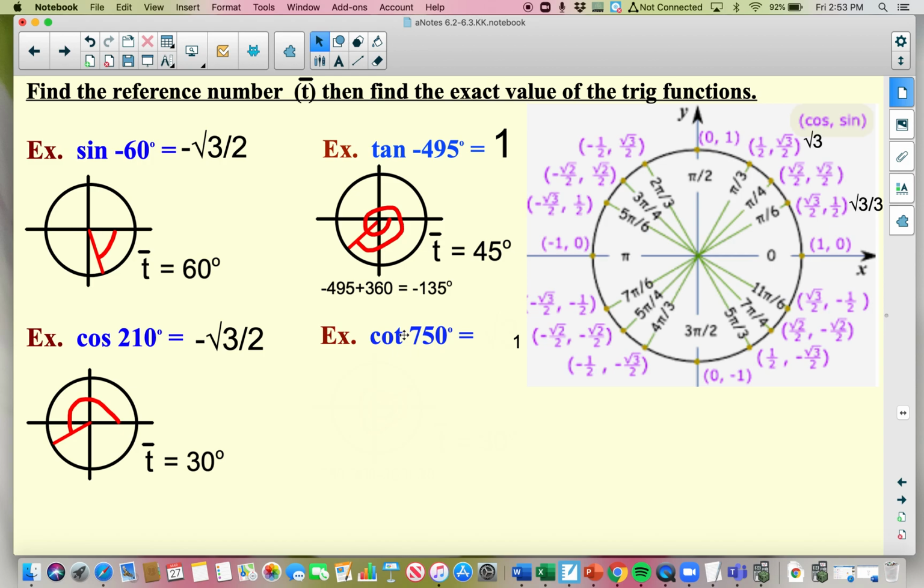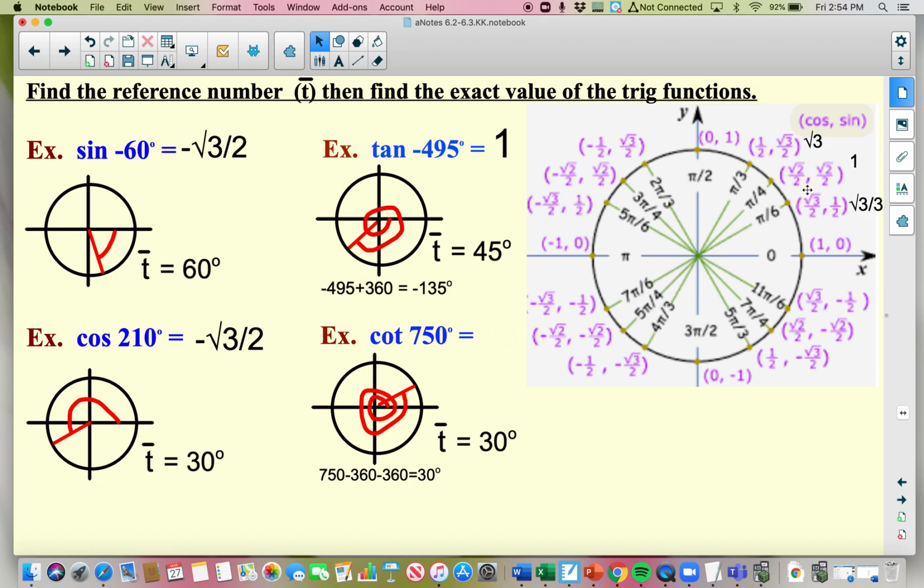Okay, last one, cotangent of 750. Got a lot of stuff to think about here. So 750 is more than twice around, right? So if you go once, that's 360. Another time is 720. And then another 30 degrees would bring me to 750. Okay, so again, another 30 degrees. There's my reference angle. So at 30 degrees, I know that the tangent is y divided by x, which would be square root of 3 over 3. Well, if I do cotangent, remember cotangent is the reciprocal.